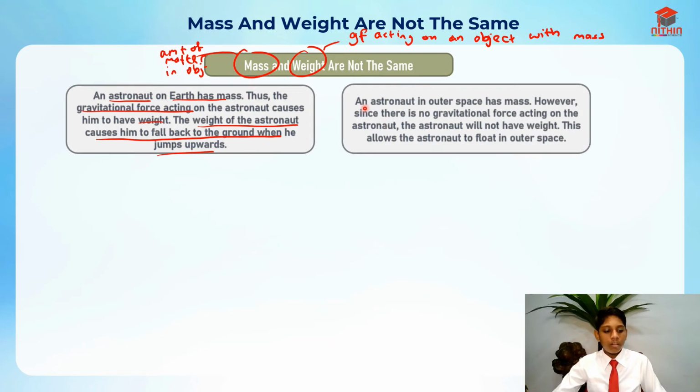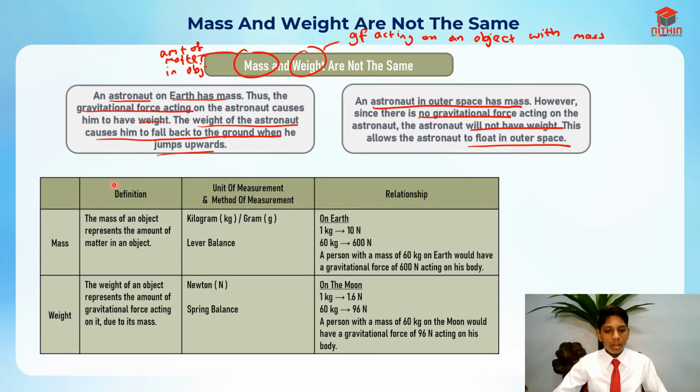Okay, we have another statement. An astronaut in outer space has mass, okay? However, since there is no gravitational force acting on him, the astronaut will not have any weight, okay? So this basically allows the astronaut to float in outer space. So the astronaut still has mass in outer space, okay? But since there is no gravitational force acting on him, he will not have any weight, and thus he will float in outer space. Okay? So I hope you understood that.